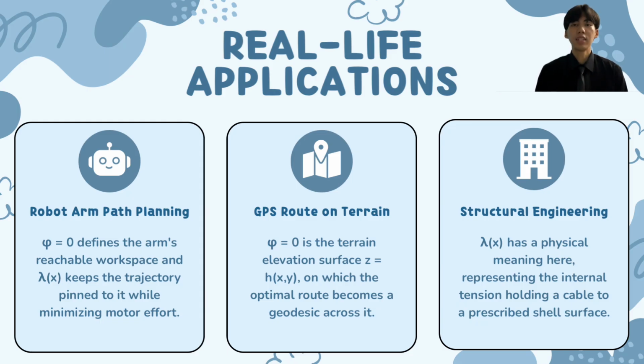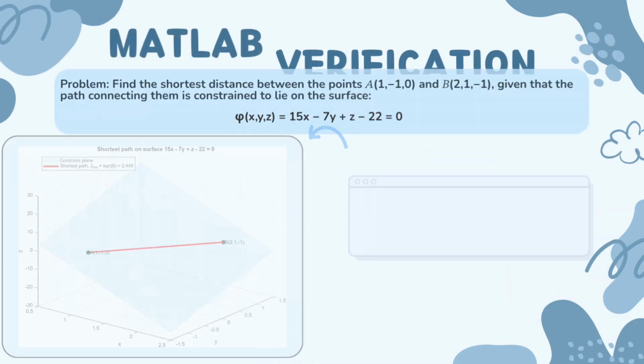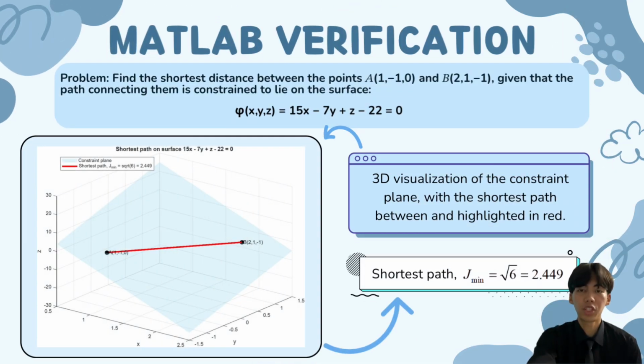In addition, in structural engineering, J represents the material length or strain energy of a cable or beam, and here lambda of x takes on a direct physical meaning: it represents the internal tension holding the structure against a prescribed shell or roof geometry. In every case, the structure is identical: extremize a functional J subject to a constraint phi equal to 0, with lambda of x enforcing the constraint pointwise, exactly as it did for the plane in the worked example. Now, let's proceed to the MATLAB verification.